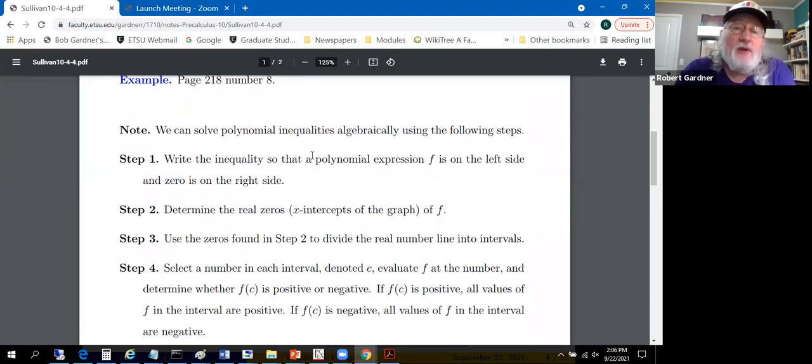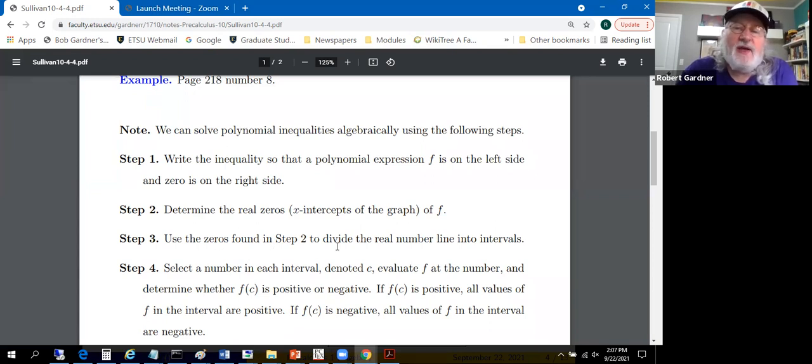We'll do the following. Write the inequality so that a polynomial expression f is on the left side and 0 is on the right side. So we'll be looking then at f of x is greater than 0, for example, or f of x is less than or equal to 0. We'll convert the inequality into something of that form and then do it like the previous example by considering a graph. Step 2, determine the real zeros, the x-intercepts of the functions. That'll tell us where the function equals 0, which is relevant. It may not be part of the answer. It depends on the inequality question.